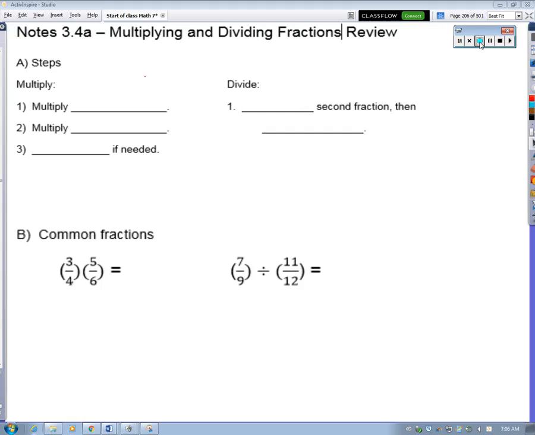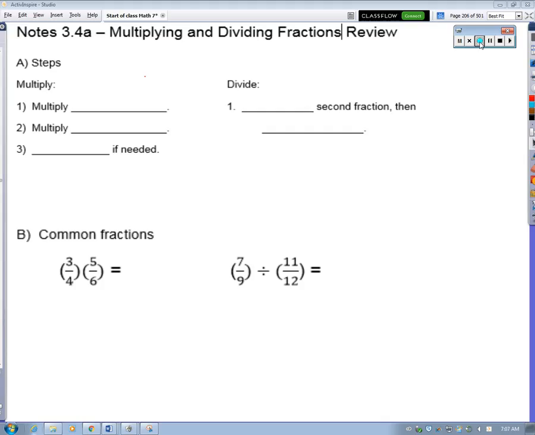Okay, for the rest of us, this would be a good review, good practice. Hopefully I can show you guys a couple of tips to make this a little bit easier. I think you're going to find that multiplying and dividing fractions is actually quite a bit easier than adding and subtracting. Okay, so let's dive in here.